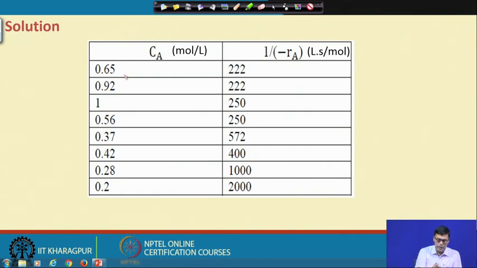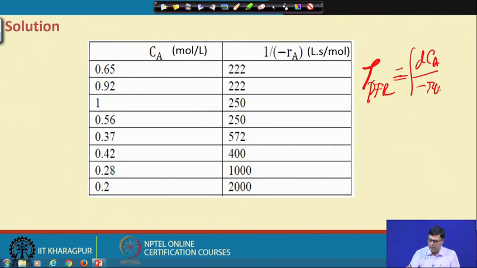Now, we can easily find out the CA value at different CA values. What is the 1 by RA? First we calculate the RA value, then we calculate the 1 by RA value. So, we can have that. Now, we know that for the plug flow reactor, tau plug flow reactor is equal to minus dCA by minus RA, am I right?